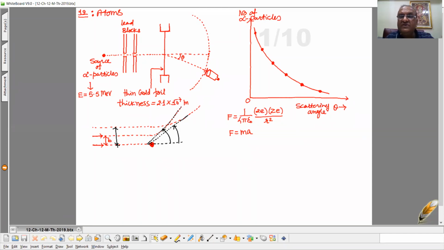It rebounds within the range of 10 raised to minus 14 to minus 15 meter from the center of the atom. It implies that that particular small tiny region which we say that is the nucleus, in which entire positive charge and almost entire mass of the atom is concentrated, that is with radius of the order of 10 raised to minus 14 to minus 15 meter.